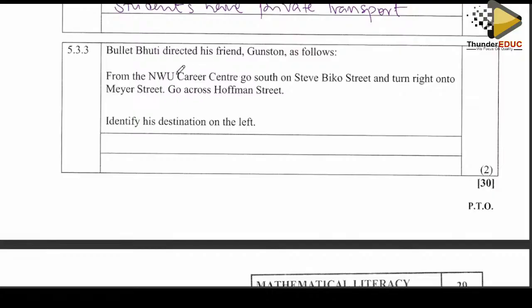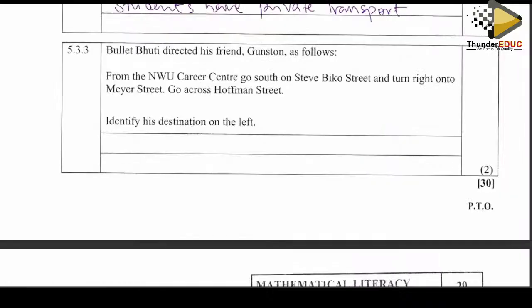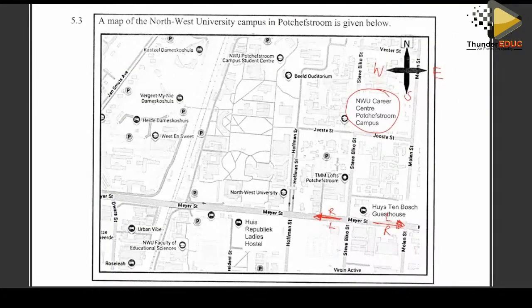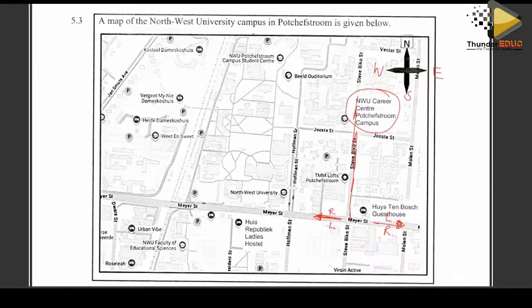5.3.3 Bullet detected his friend Gunstone as follows, from the NWU Career Center. Let's first go and look for that. NWU Career Center, this is where the person is. Then they say go south on Steve Biko Street. South is this side. You see that? Turn right onto Mayer Street. So you're coming like this, and this is your right-hand side and this is your left. So turn right, you turn like this.